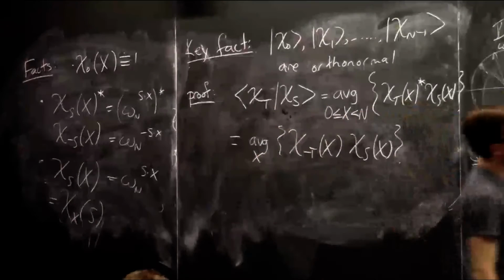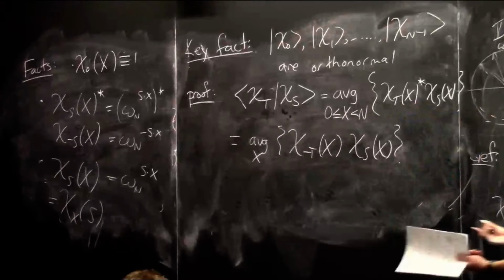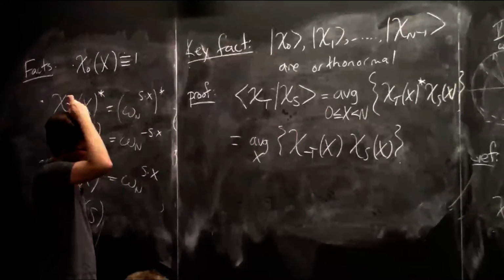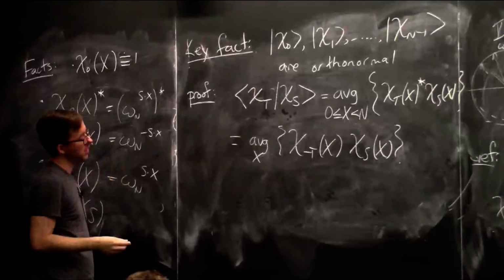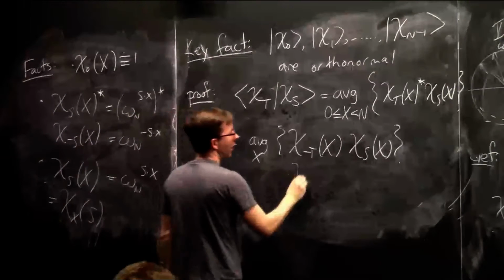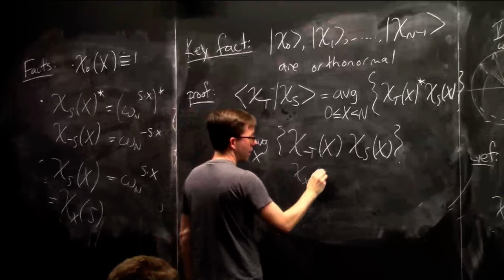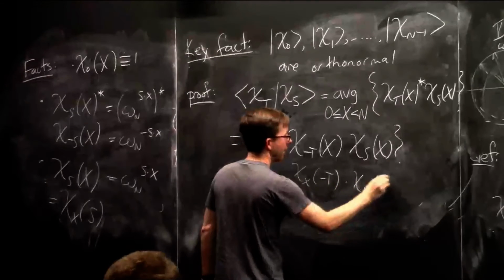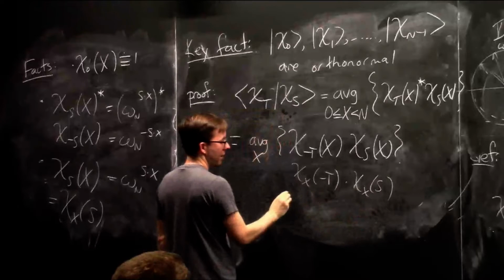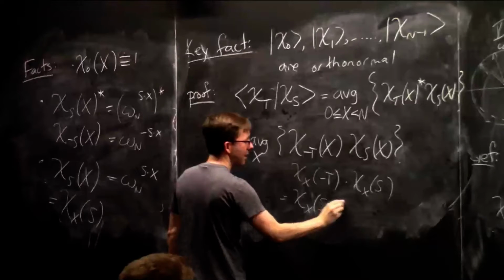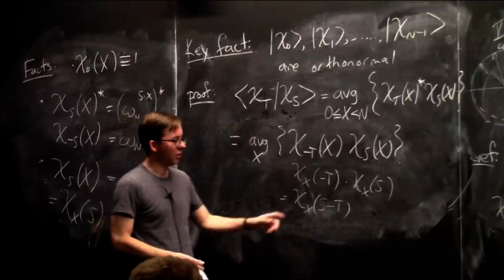Okay, now we'll use, oh, it's no longer here. Well, this key fact. Actually, we have to do it in 2 steps, I suppose. We can use this fact. Say this is chi x minus t. This is chi x s. Okay, then the key fact says this is equal to chi x s minus t. Right, this is the character property.